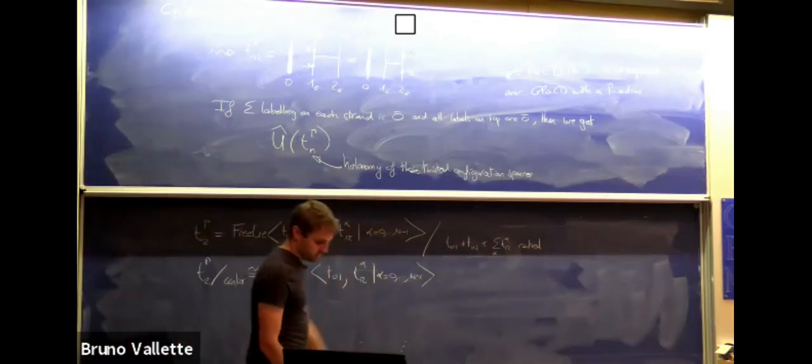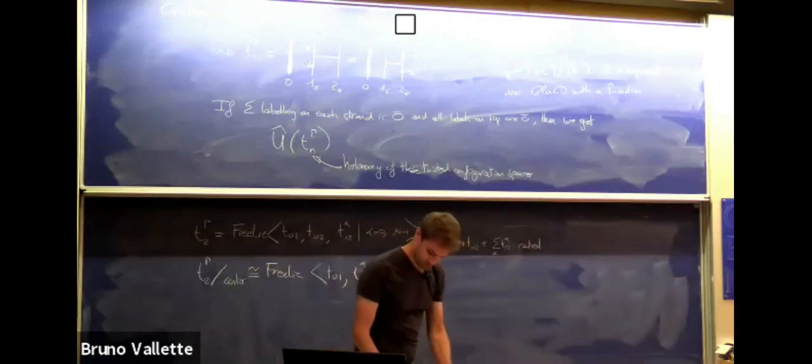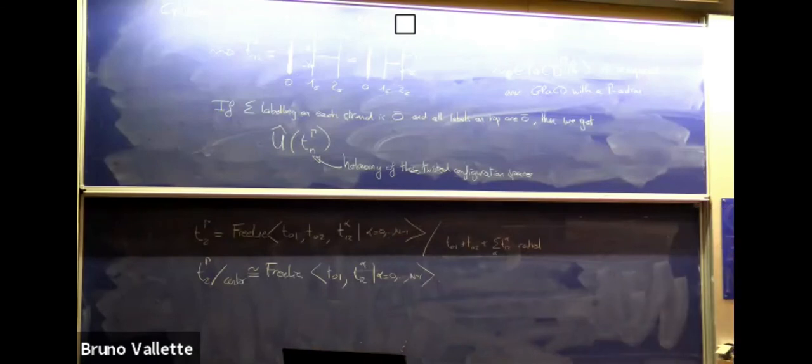Okay, and then the theorem is the following. I mean, the theorem is really a consequence of the presentation by generators and relations of PAB gamma, or PAB n, sorry.